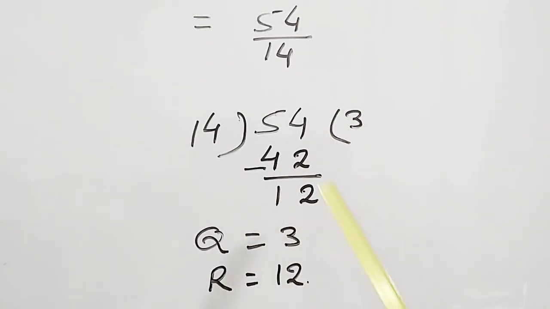4 minus 2 is 2. 5 minus 4 is 1. So 3 is the quotient and 12 is the remainder.